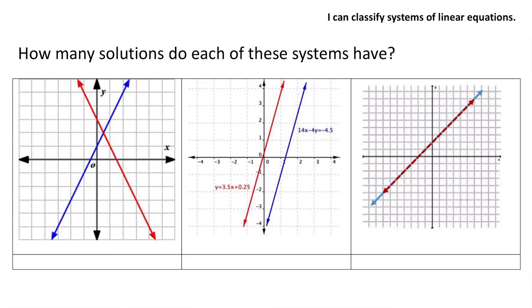Based on these graphs, let's classify how many solutions each of these systems has. In this first graph, notice that they intersect at exactly one point, so there will be one solution to this system of equations. Notice that in graph 2, we have two parallel lines, so they will never intersect. So we have no solution to this system of equations. In graph 3, we have a red dotted line and a blue line, but notice that they always overlap. So that is why this system will have infinite solutions.